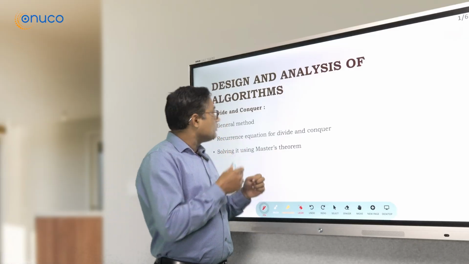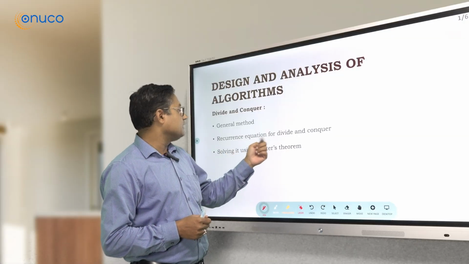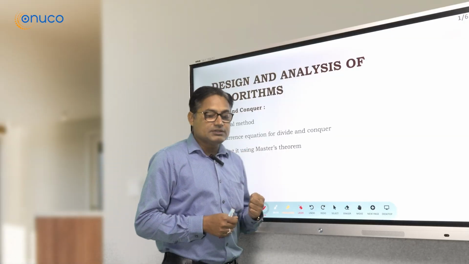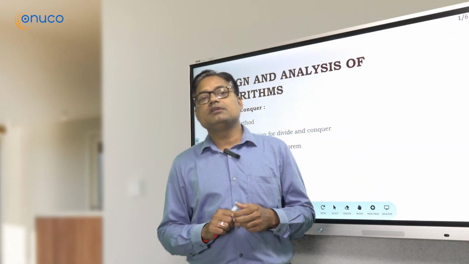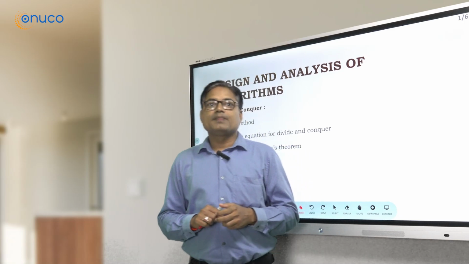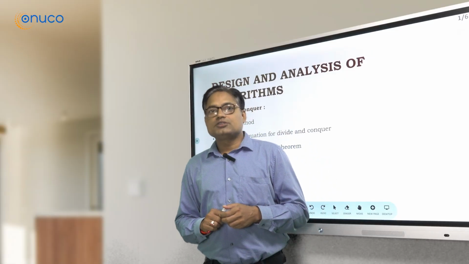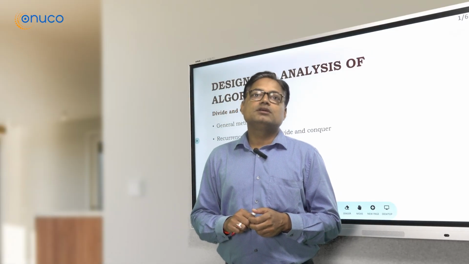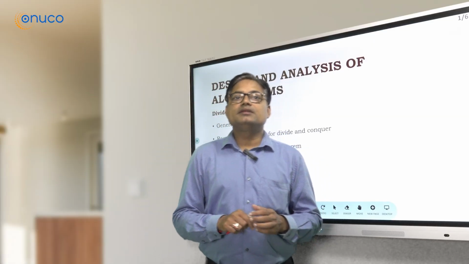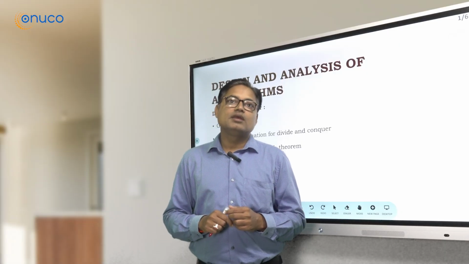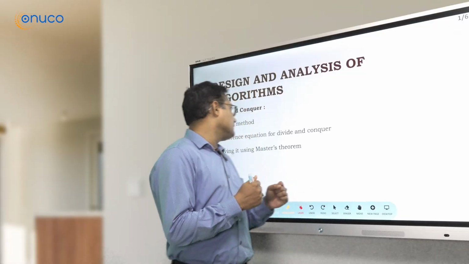Under this divide and conquer we are going to discuss the general method, general plan, then recurrence equations for divide and conquer, solving them using the Master Theorem, and apart from this we have a set of algorithms to discuss on the divide and conquer technique. That is binary search, max-min problem, merge sort and quick sort. Among these, merge sort and quick sort are sorting techniques, binary search is a searching technique, and min-max is only to find the minimum or maximum value in the given list of elements.